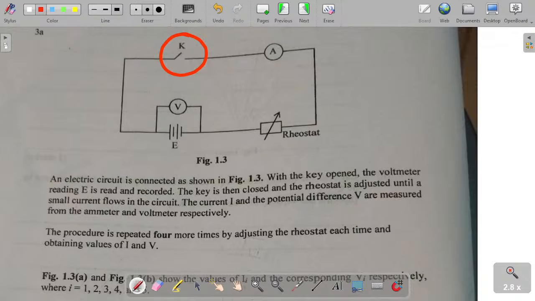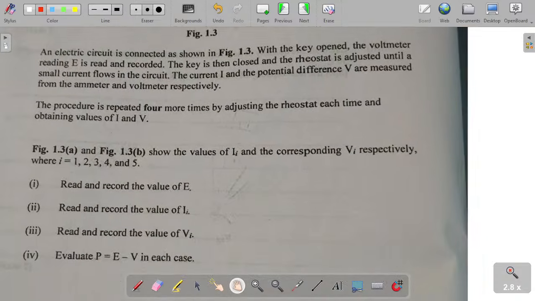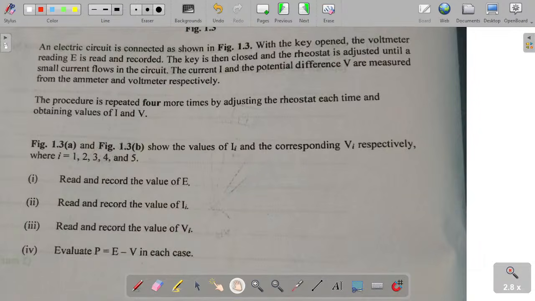The current I and the potential difference V are measured from the ammeter and voltmeter respectively. So the procedure is repeated 4 more times by adjusting the rheostat each time and obtaining values of I and V. Figure 3.1a and 3.1b show the ammeter and voltmeter readings of I and the corresponding value of V respectively, where I is 1 to 5. You say read and record the value of E, read and record the value of I, read and record the value of V, and evaluate P equals E minus V in each case.